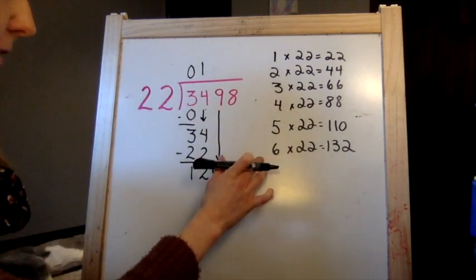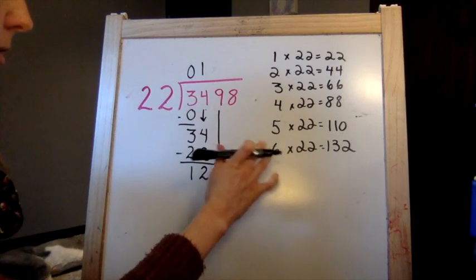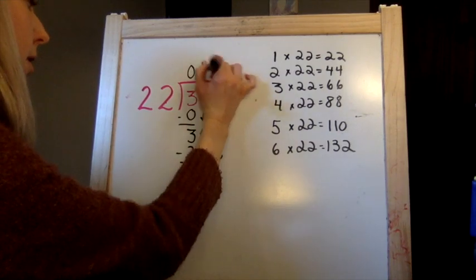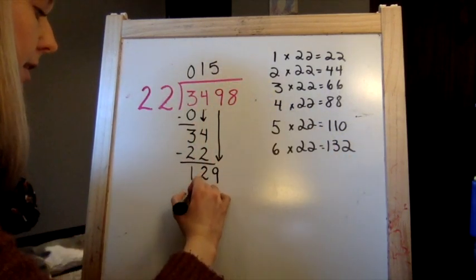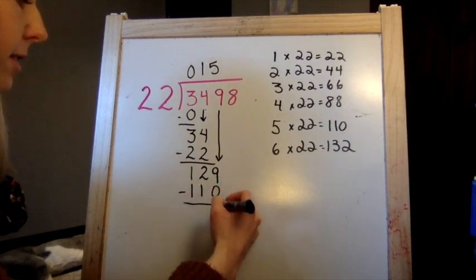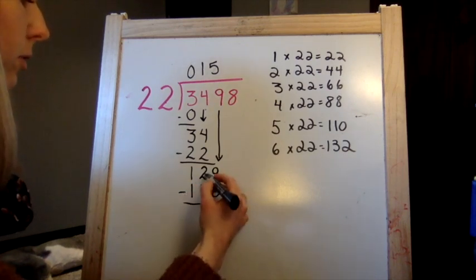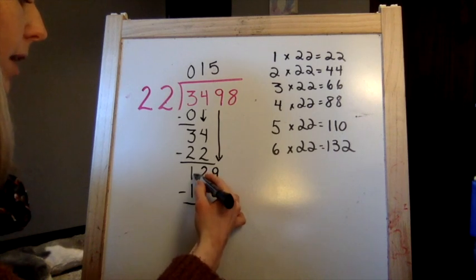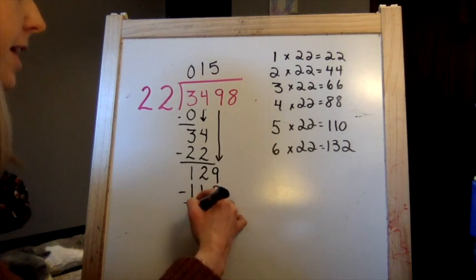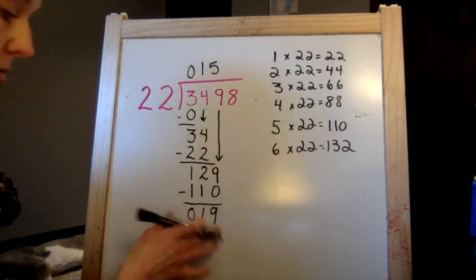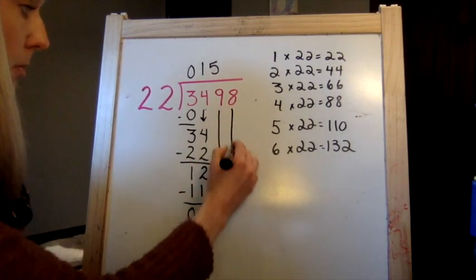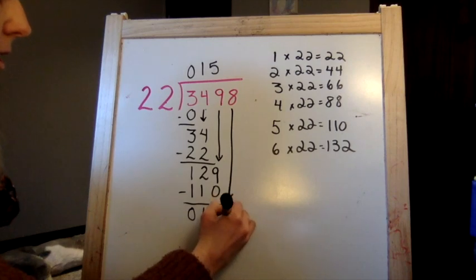I know my facts. I know that 22 goes into 129 5 times. 22 times 5 is 110. Let's subtract to find the difference here. 9 subtract 0 is still 9. 2 subtract 1 is 1, and 100 subtract 100 is 0, so 19. Now, I can't do anything with this 19 here, so I go up and I bring down this 8, 198.